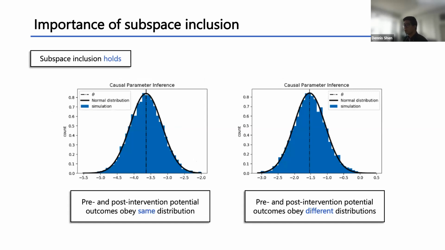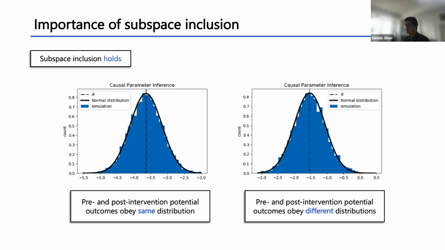Okay, so in order to really drive home the importance of subspace inclusion, I'm now going to discuss two illustrative simulations. So for the first simulation, our objective is to recover the underlying causal estimate under two different scenarios. So in scenario 1, shown on your left, the pre and post intervention potential outcomes are going to obey the same distribution. And so this may reflect the standard panel data or synthetic control setting one may encounter, where the aim is to estimate the average potential outcome under control for a treated unit.